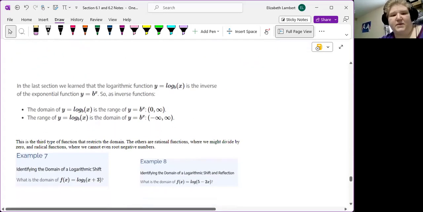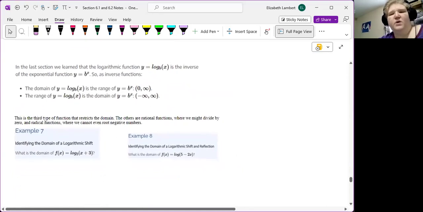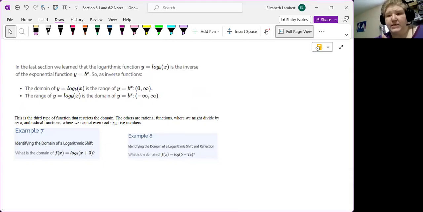All right. So now, back in 1073, at the beginning of the semester, we had two major types of domain restrictions. That was even root, typically square rooting a variable. We had to restrict the domain. Also, dividing by a variable. We had to restrict the domain so we didn't divide by 0. The third common restricted domain is from logarithms. We can't log 0 and we can't log negative numbers.